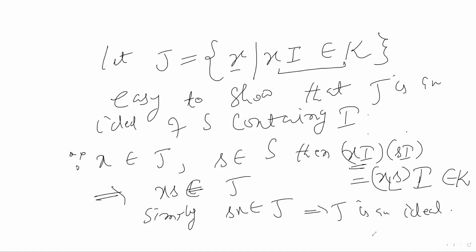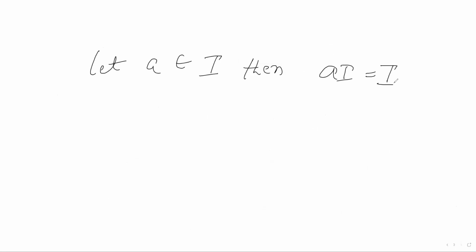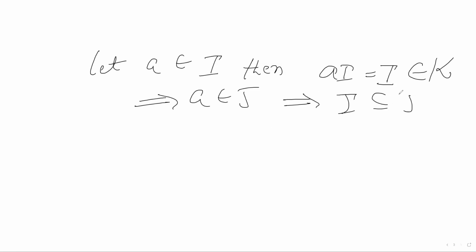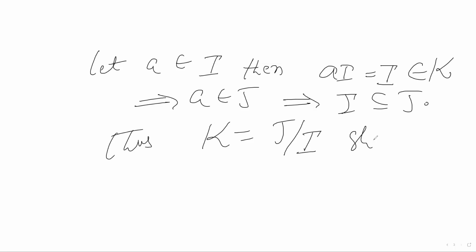Okay, and J contains I, because suppose I take a in I, then aI, which is equal to I, belongs to K. So this means a belongs to J, and this shows that I is a subset of J. So thus, what I get here is that K is nothing but J over I. Okay, K is J over I. So we have shown that theta is onto.